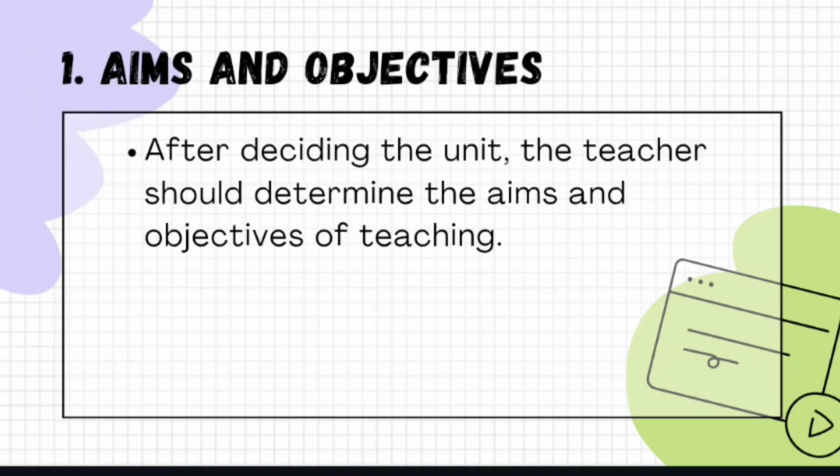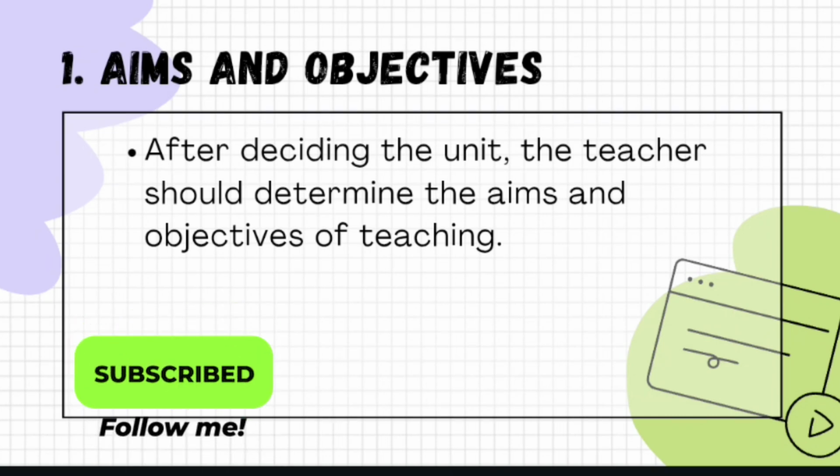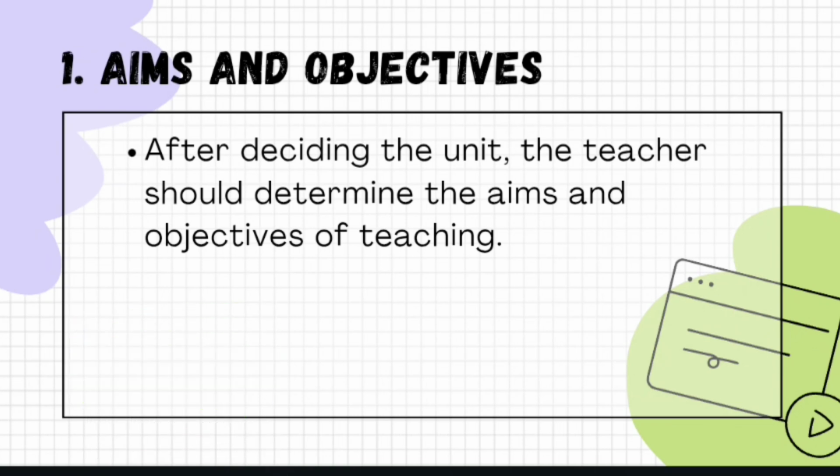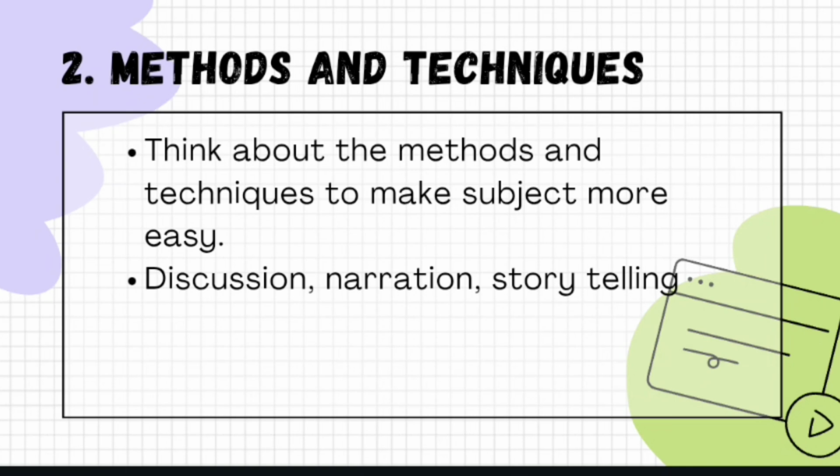The very first step is aims and objectives. After deciding the unit of teaching, the teacher should determine the aims and objectives of teaching English. Next is methods and techniques. The teacher should think about the following methods and techniques to make subject matter more effective and easy. There are several methods like question-answer, discussion, narration, dramatic play, inductive-deductive approach, storytelling, demonstration, reading, drawing, and translation.